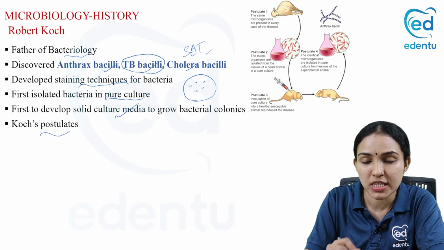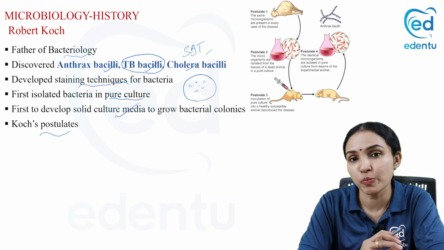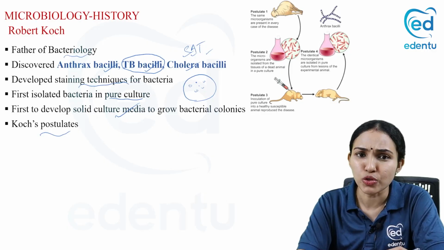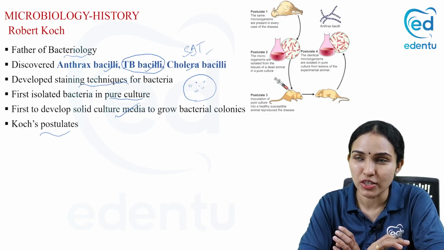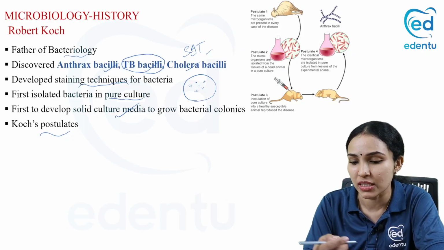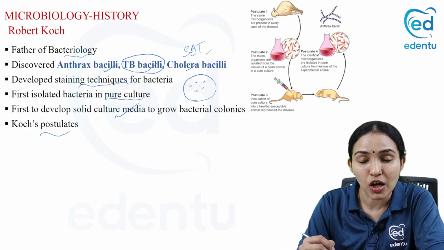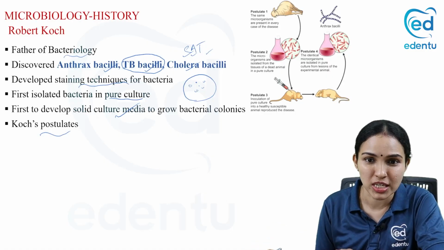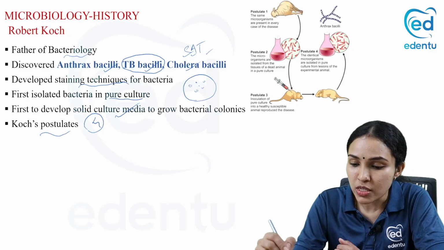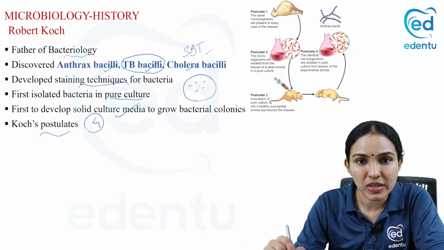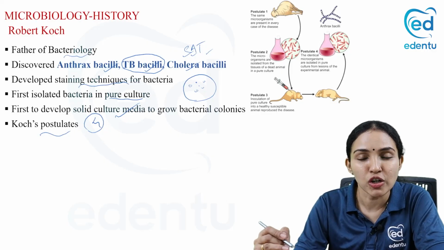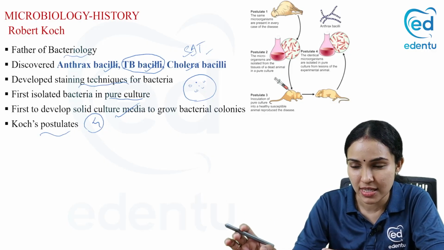And among all these things, Koch's postulates are more important from the exam point of view. So what are Koch's postulates? They were actually proposed in relation to anthrax bacilli. While Koch was studying anthrax bacilli, everything he noticed he put down as postulates, and there are four postulates, called Koch's postulates. Taking the example of anthrax bacilli, the first postulate: anthrax bacilli should always be associated with the disease anthrax.